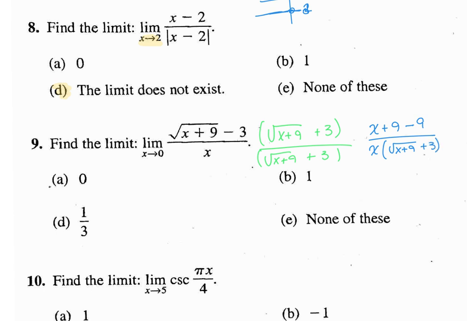When I simplify this, 9 minus 9 cancels, and now I can get rid of my problem. X divided by x. Don't forget you still have a 1 on top when you do that. I got rid of my problem. I can now plug in my 0. So 0 plus 9, square root of that is 3. 3 plus 3 is 6. I get 1/6 here. Now, the fun part about multiple choice is 1/6 is not one of your answers, right? So none of these is technically the answer on this one. It's why most people don't like multiple choice.